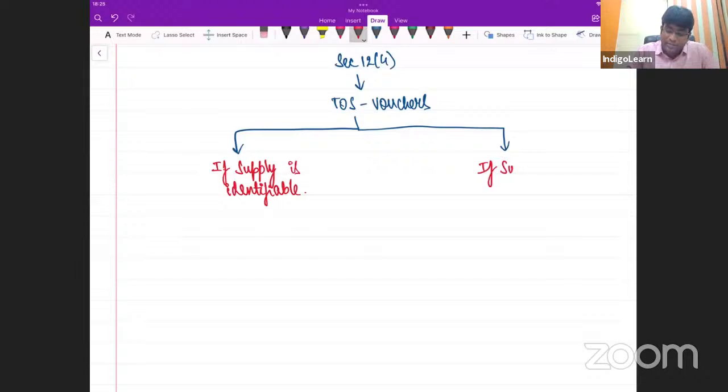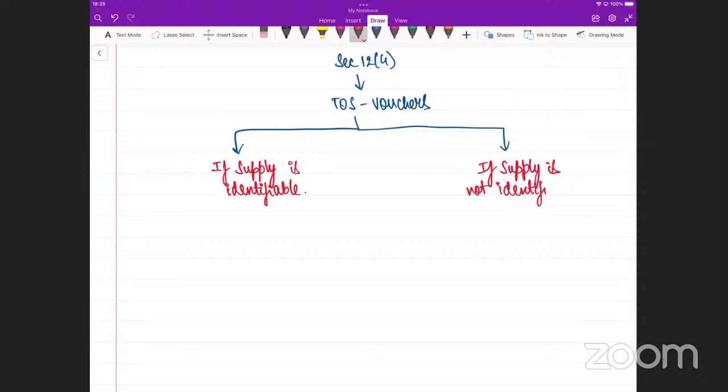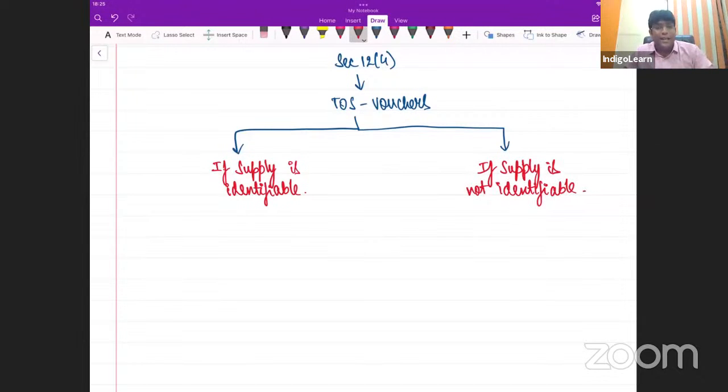Second possibility, supply is not identifiable. That means what? For example, my dear friends, let's say I gave you one voucher where you can go to the supermarket and buy whichever item you want. I repeat, you can go to the supermarket and buy whichever item you want. So starting, did we decide what item you will buy? No, there is a flexibility for you to go and buy whichever item you want. So that's a case where supply is not identifiable.